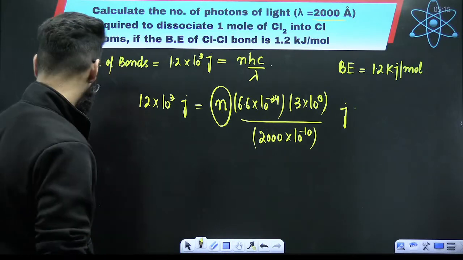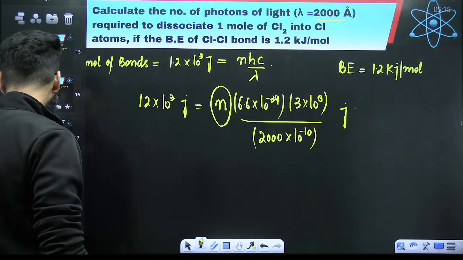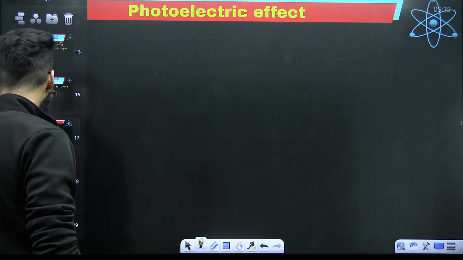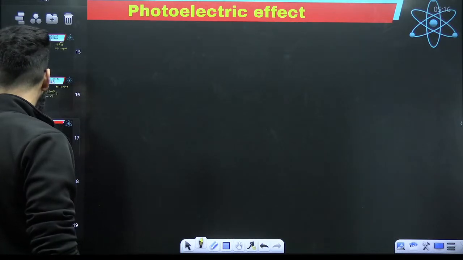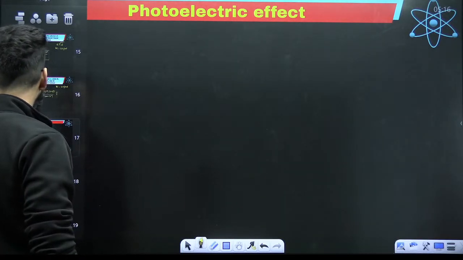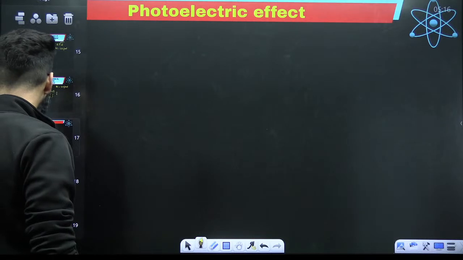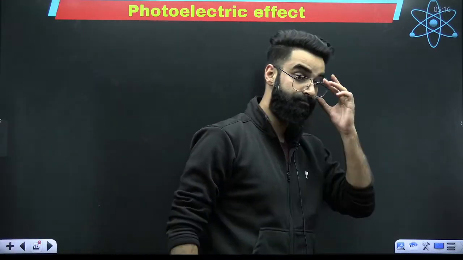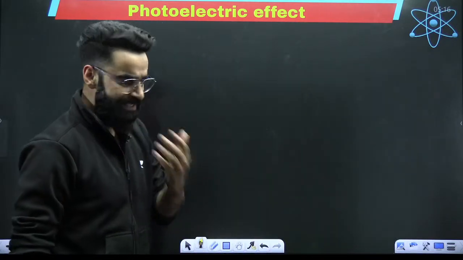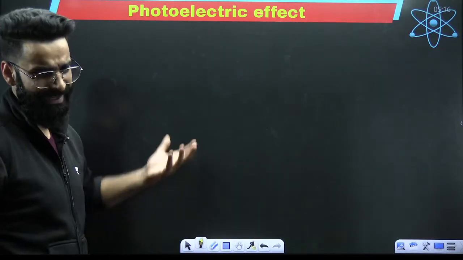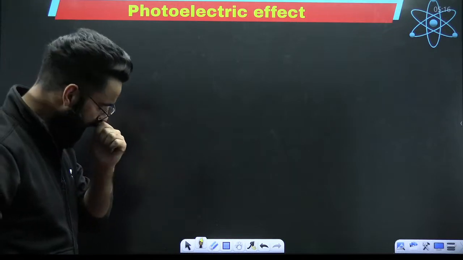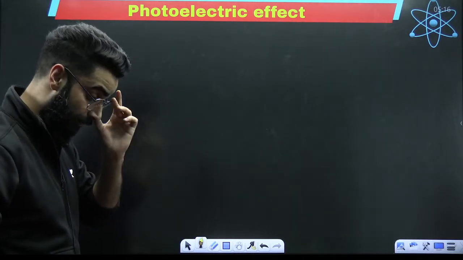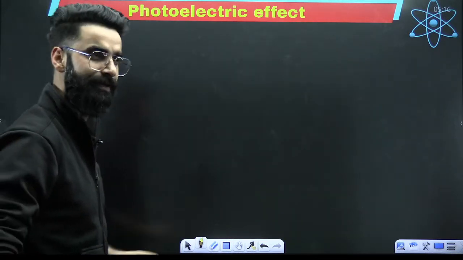Perfect. Chalo. Let's get going and let's see one more important topic. That is photoelectric effect. My dear students, what is photoelectric effect all about? I believe you would have studied this in physics as well, right? So let's get into the details of the photoelectric effect. Let's see what all things are here.